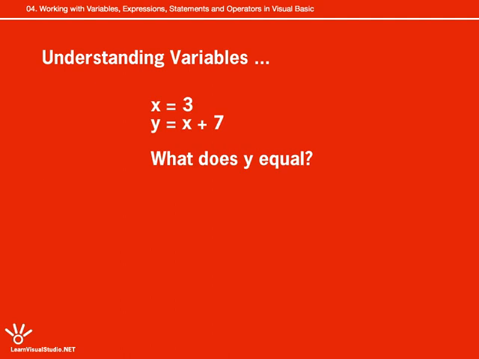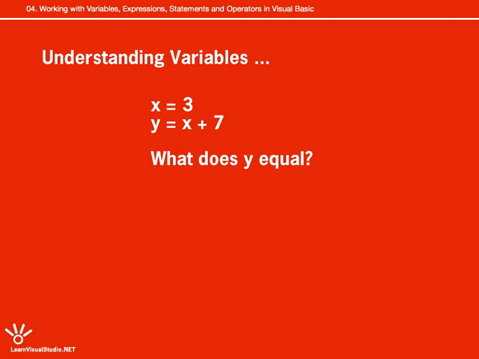We'll start by talking about one of the building blocks of code, which are variables. If you remember back to high school algebra, you might remember a math problem that looks something like this. X equals 3, y equals x plus 7. So what does y equal? Now in this problem there are two variables. There's x and there's y. And we can easily see that because x equals 3, that y should equal 10.